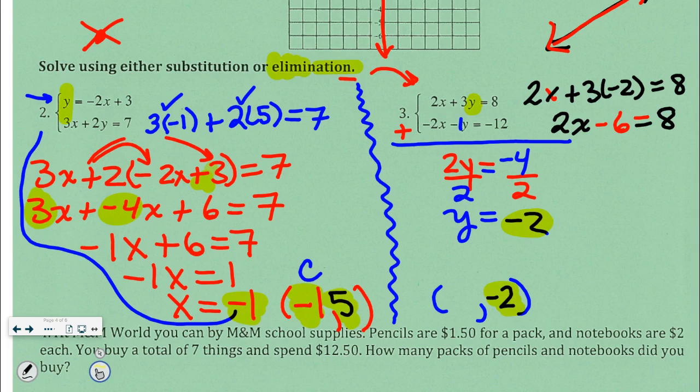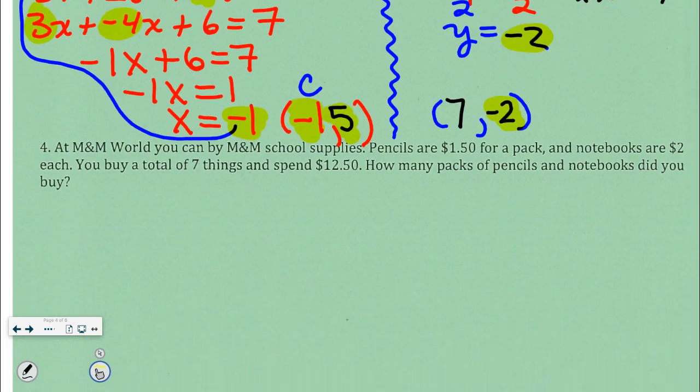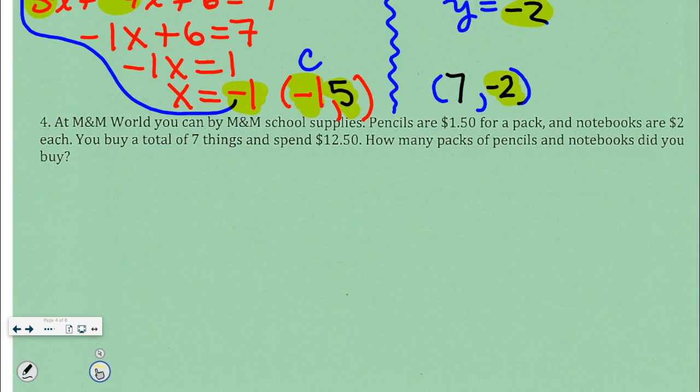Back to little algebra 1 here. I'll add 6 to both sides. I get twice x equal to 14. Divide both sides by 2, and I get x equal to 7. All right? So had I graphed those, they would have intersected at 7 to the right and 2 down.